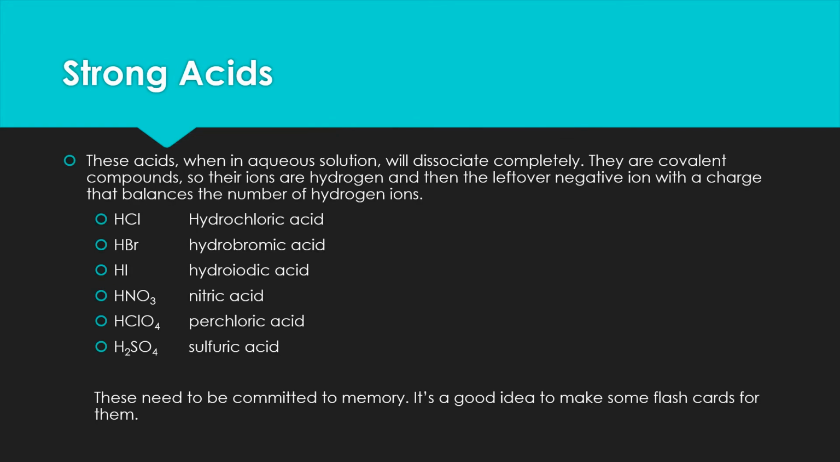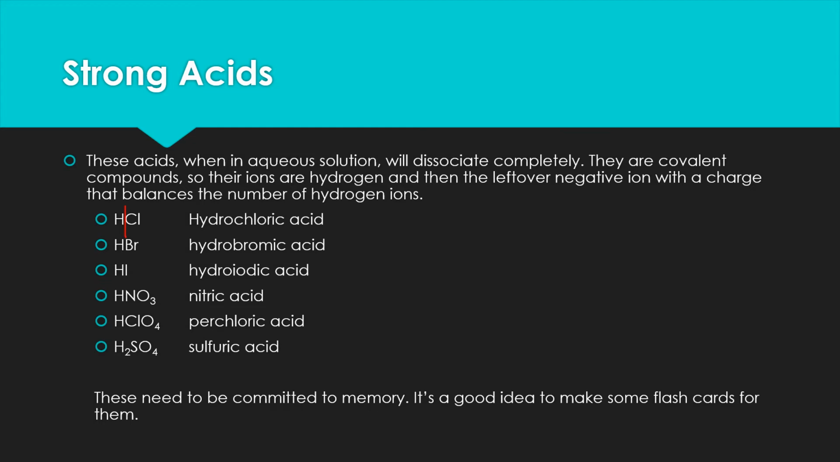So now we're going to look at our strong acids. These acids, when in aqueous solution, will dissociate or dissolve completely. These are covalent compounds. If we look at this list down here, we've got hydrogen and chlorine. Those are nonmetals, hydrogen bromine, hydrogen iodine. All of these listed down here are nonmetals. That would make them covalent compounds. But what makes acids different than a regular covalent compound is that they are allowed to break off that hydrogen from the chemical.